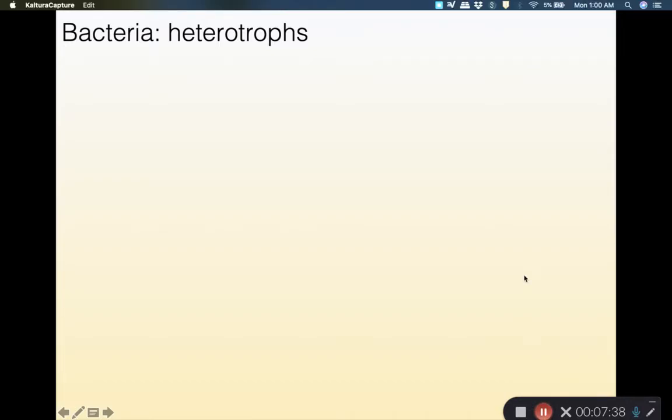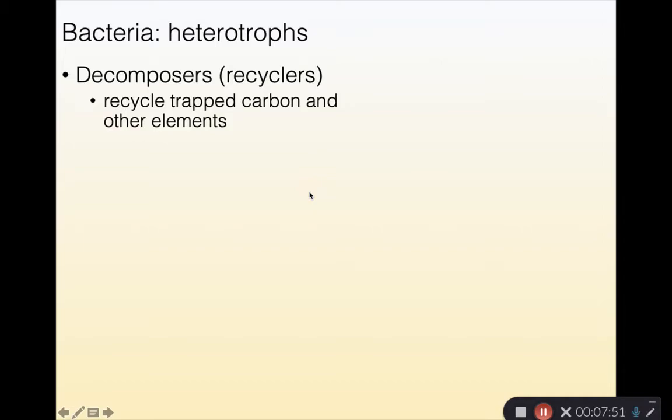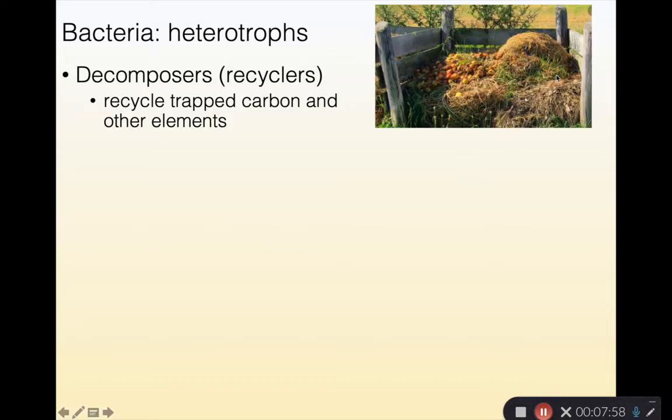So what about bacteria that need to get their nutrients from other sources? Again, there's broad clades that exist within them. So the first one that we're probably most familiar with are decomposing bacteria. So they recycle trapped carbon and other elements. So these are the bacteria that make compost heaps work and decompose into healthy soil.